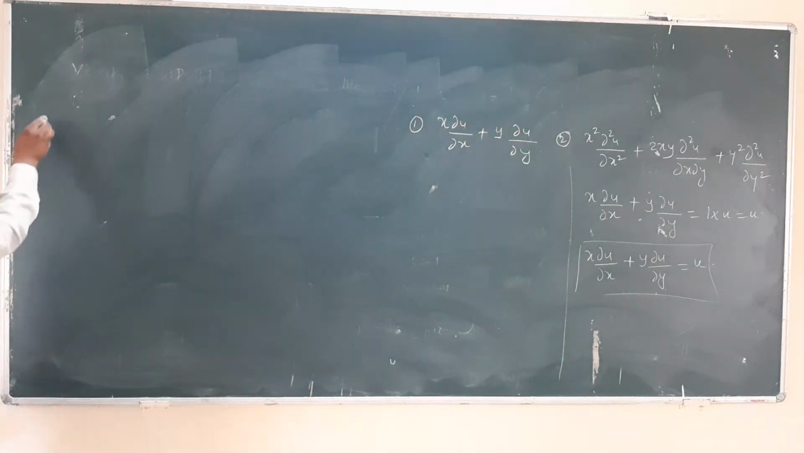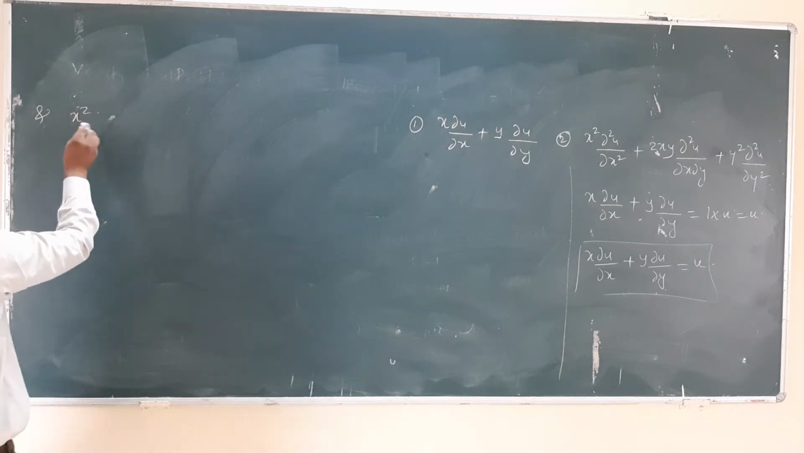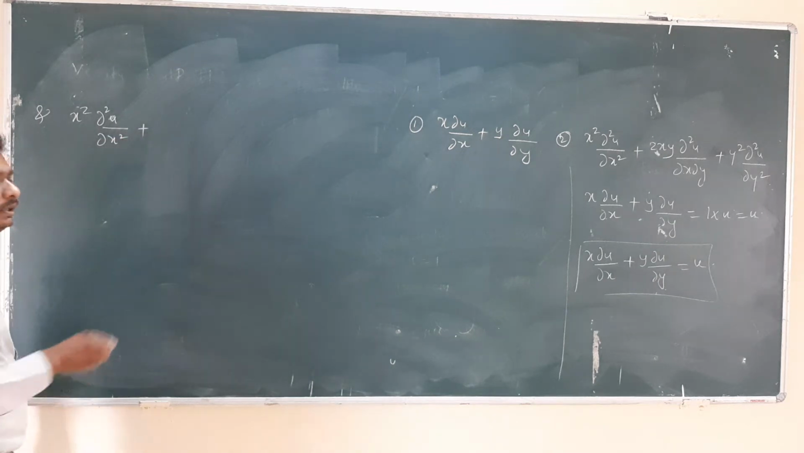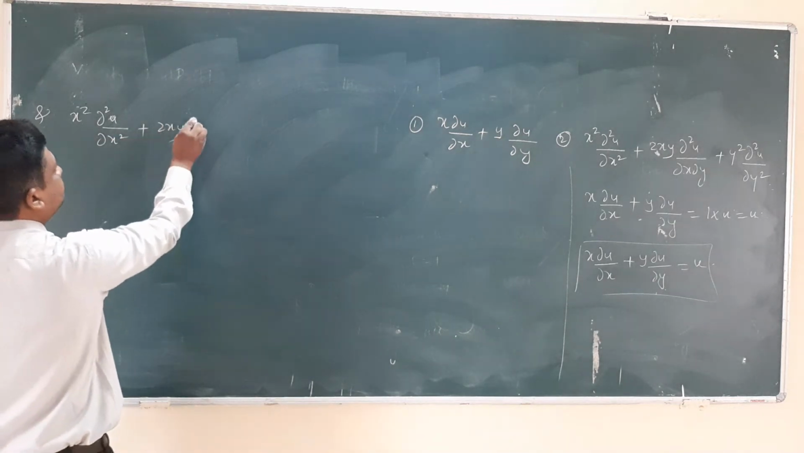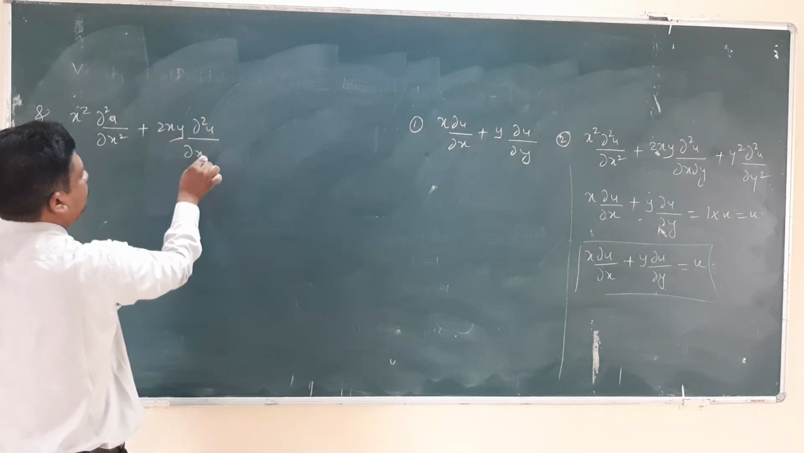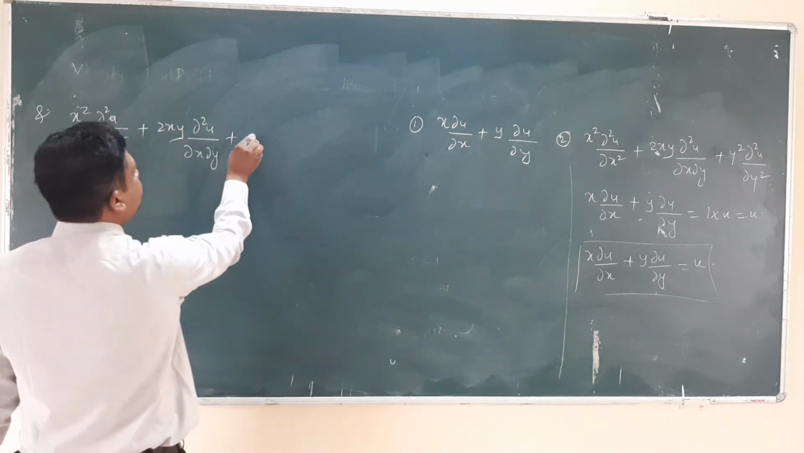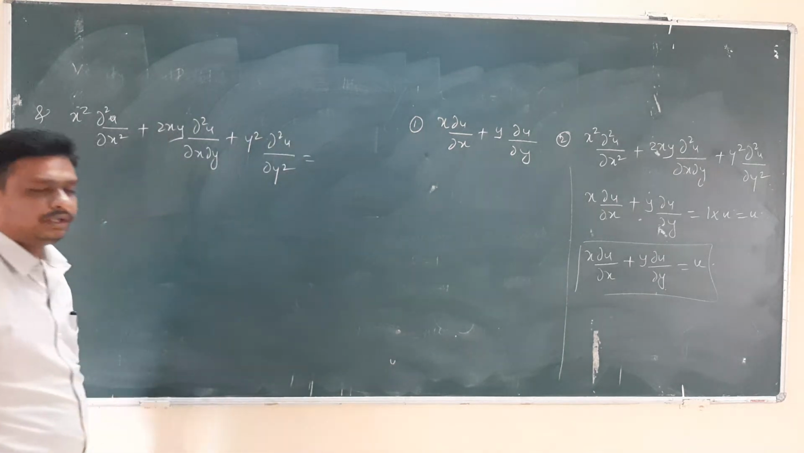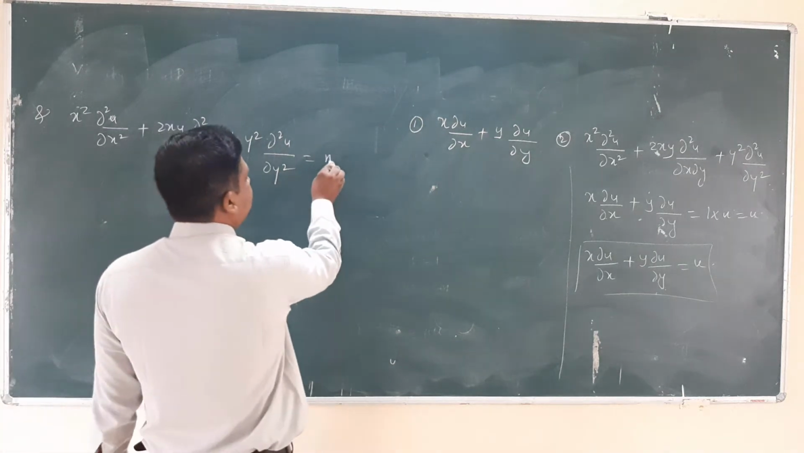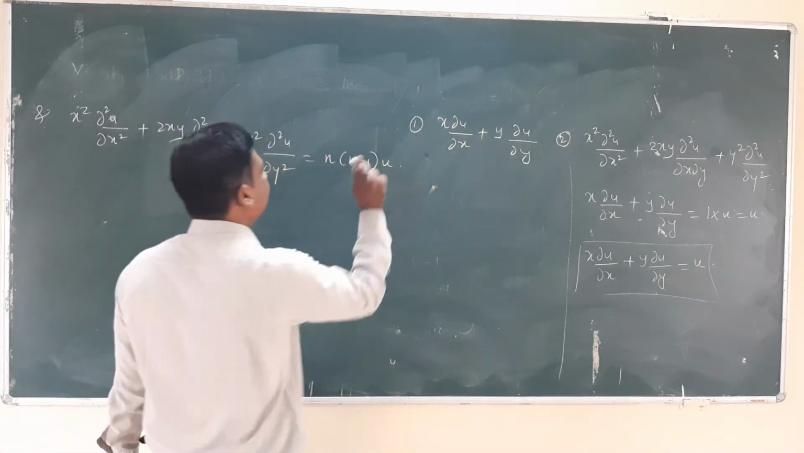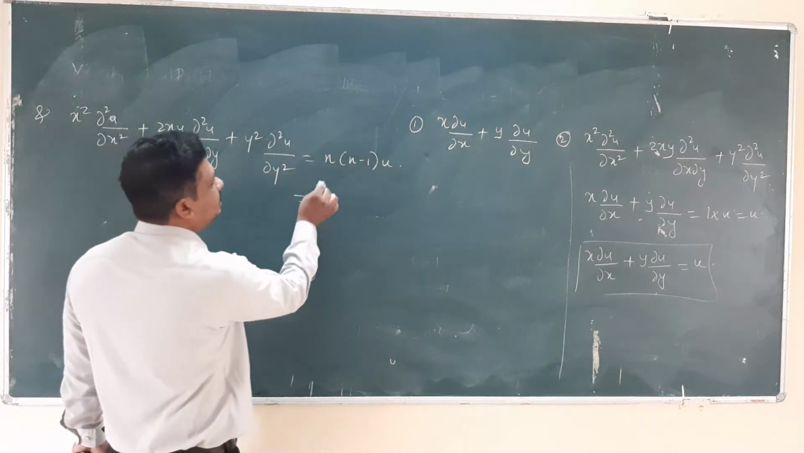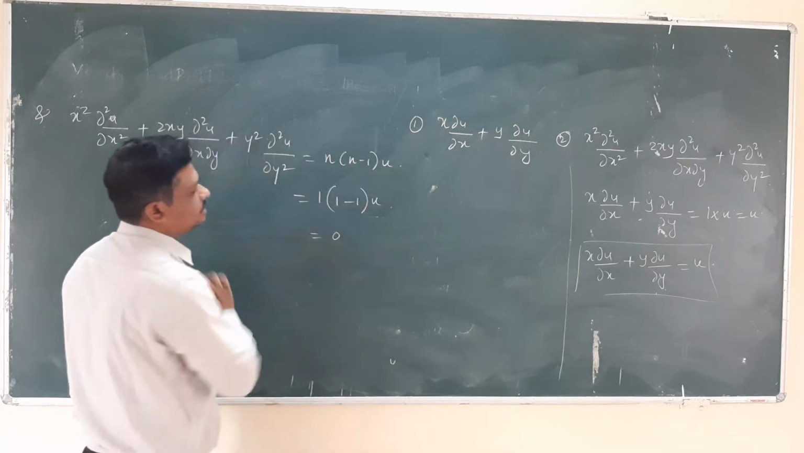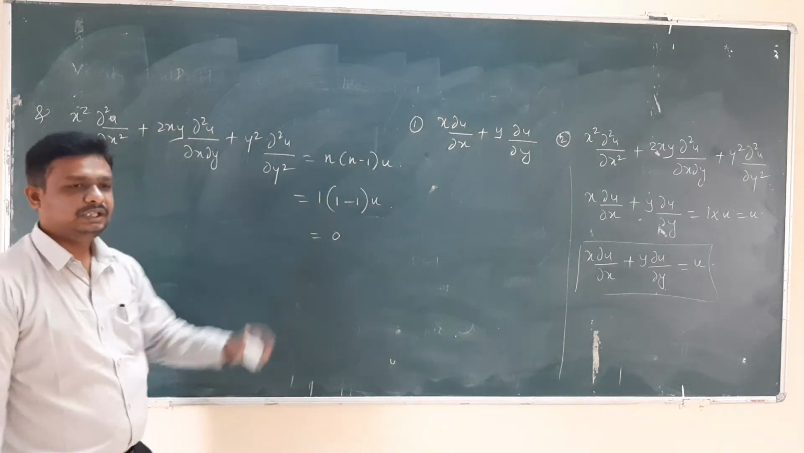The second result in Euler's theorem is x square ∂²u/∂x² plus 2xy ∂²u/∂x∂y plus y square ∂²u/∂y² is equal to n into (n minus 1) into u. So n here is 1, and 1 minus 1 is 0, and 0 into u is 0.